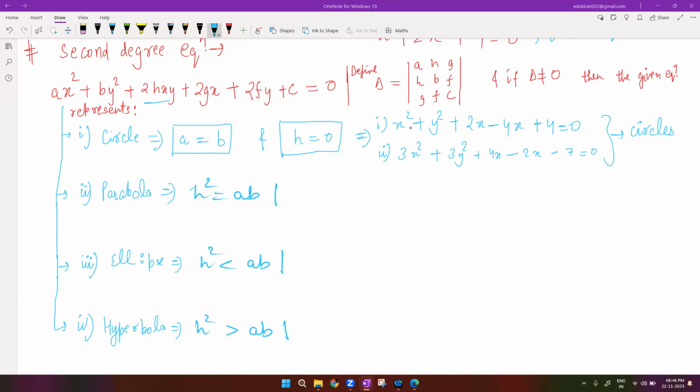In a parabola, h square must be equal to AB, but this definition won't work for you guys. And why am I saying this? Because you won't be able to judge quickly whether this belongs to a parabola, hyperbola, or ellipse, because no equation will be given in this form. They will just provide you simple equations of parabola, ellipse, and hyperbola. So rather than the h square equals AB condition, we should remember this condition which I'm writing right now.